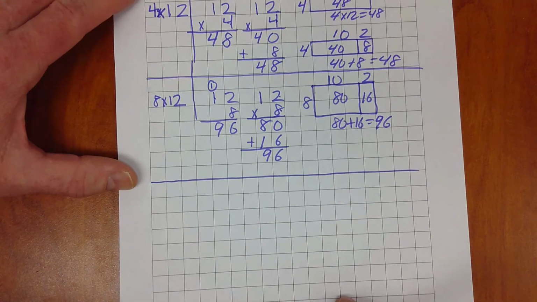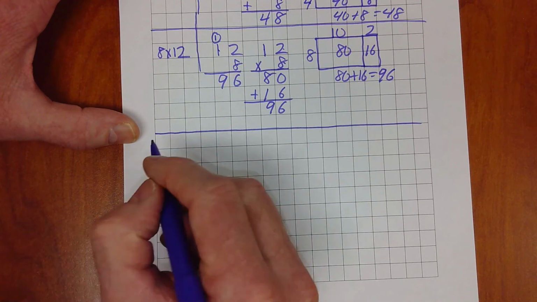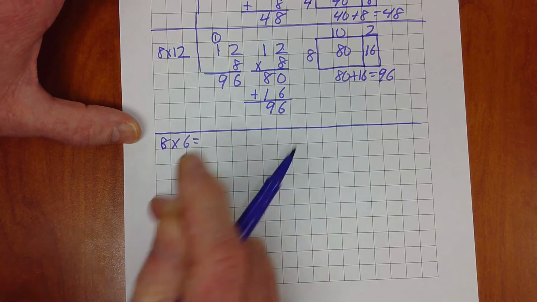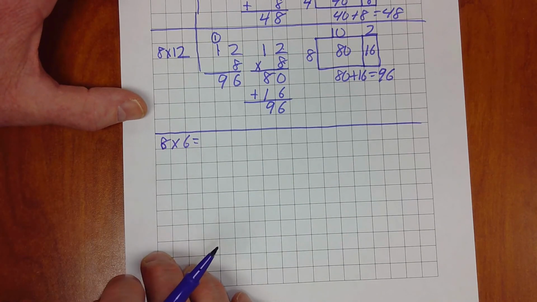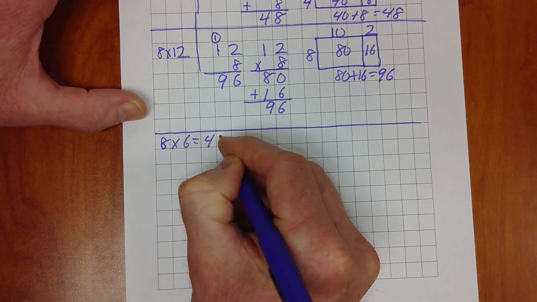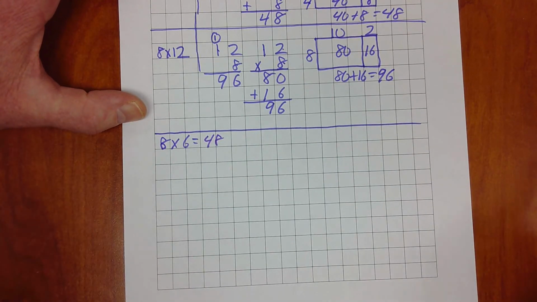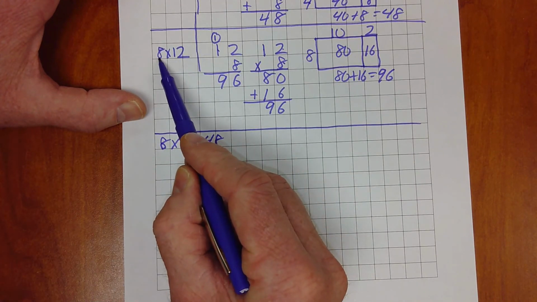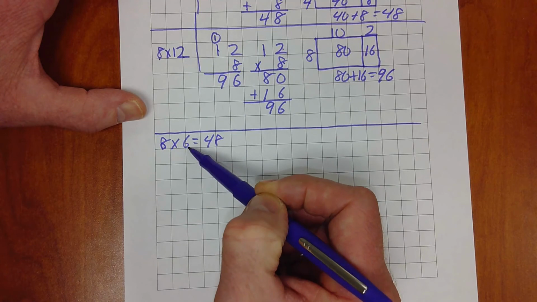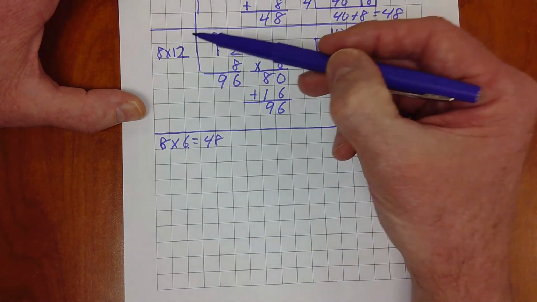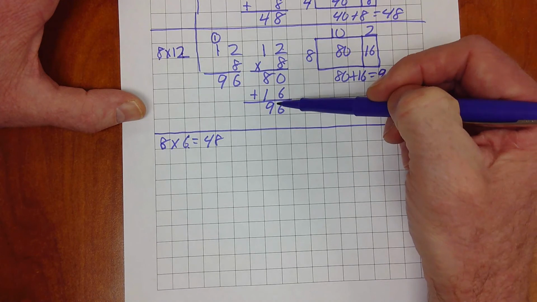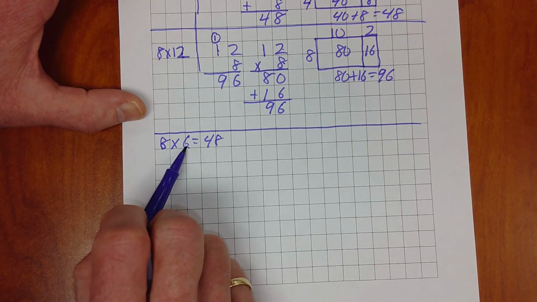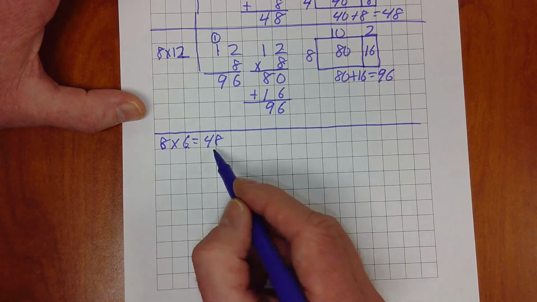Now on the other hand, if I do this, 8 times 6, and set that up, that's just a basic fact problem, but we know the answer already is 48. But if we look at our patterns, we notice that one digit remains the same and the other number halves. So if we went from 12 down to 6, 8 times 12 was 96. If we take half of 12, which is 6, that means we're going to have our product get to 48.